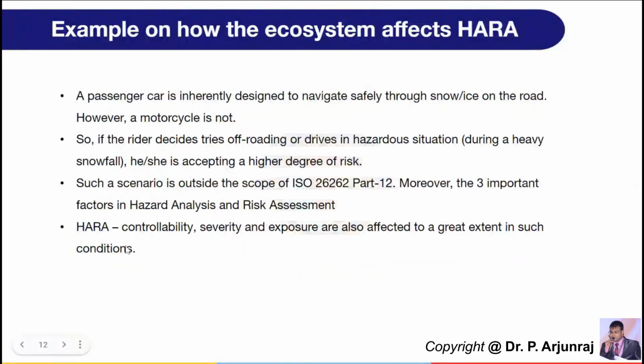So these scenarios are outside the scope, but moreover, the three important factors in HARA include controllability, severity, and exposure. Even though the vehicle is running on a bump road or rough road, how controllable is the vehicle? How severe is the failure going to be, and what is the exposure limit or probability of occurring that?